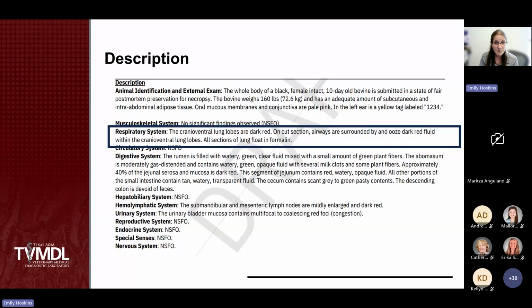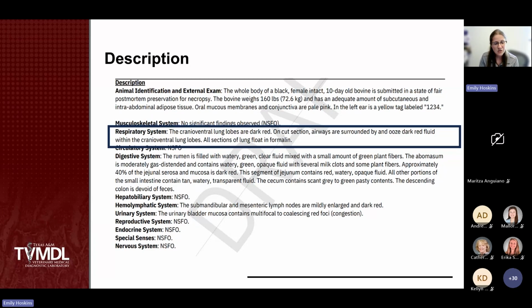It does. But then you go on to say, or I go on to say, the airways are surrounded by and ooze dark red fluid within the cranioventral lung lobes. And that sounds like maybe that could actually be hemorrhage or congestion that's causing that change in color. And then it goes on to say all sections of lung lobe float in formalin. That means there's nothing causing enough consolidation in the lung. There's not enough inflammation or other processes causing enough consolidation to get it to sink. And so that would make me lean away from something like a bronchopneumonia.